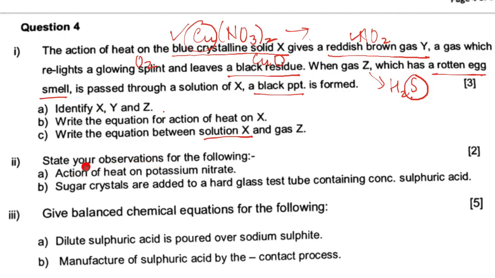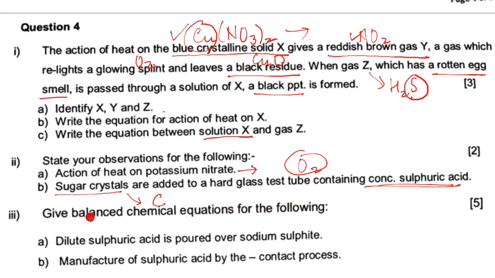Question 4, second part. State your observations for the following. Action of heat on potassium nitrate. Now potassium nitrate will give you potassium nitrite plus oxygen, so that will be your observation. Sugar crystals are added to hard glass test tube containing concentrated sulfuric acid. Concentrated sulfuric acid is going to dehydrate sugar crystals and will have only carbon remaining as a residue, so that will be black spongy mass.